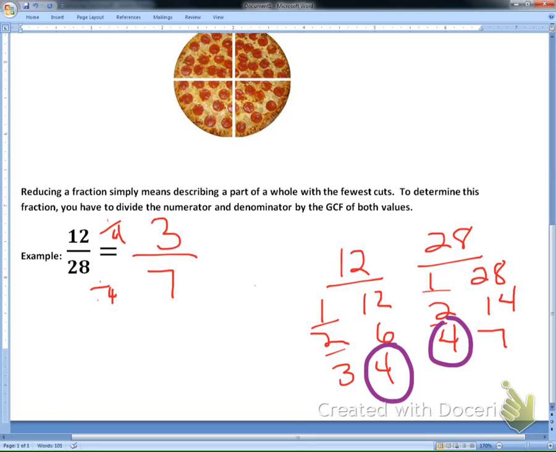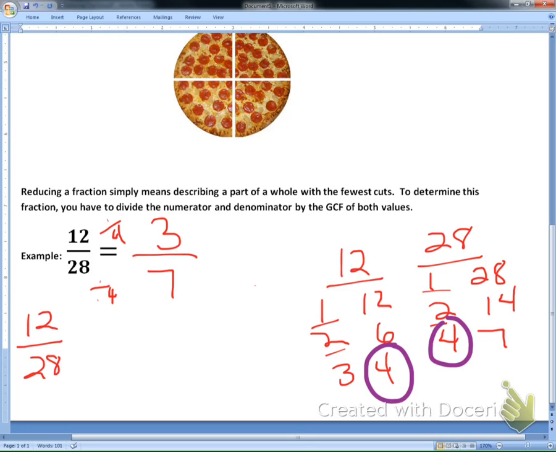Now, if any of you have worked with fractions before, you may have done reducing and not known to use the greatest common factor. And here's what happens if you don't use the greatest common factor. I'm going to look at the numbers 12 and 28. If I didn't write those factor pairs to really make sure that I'm using the greatest common factor, you might have identified that 2 went into both numbers.